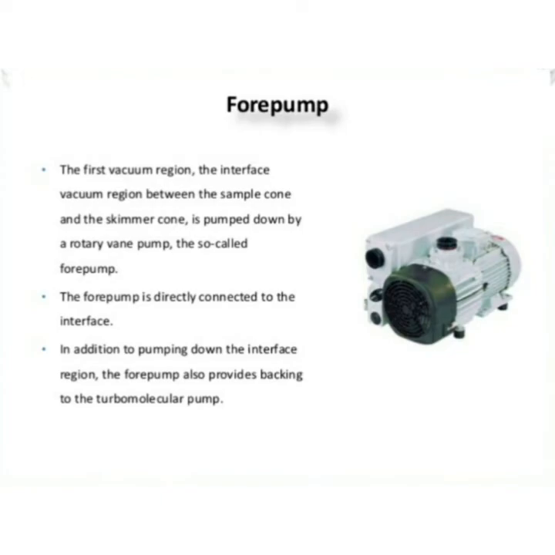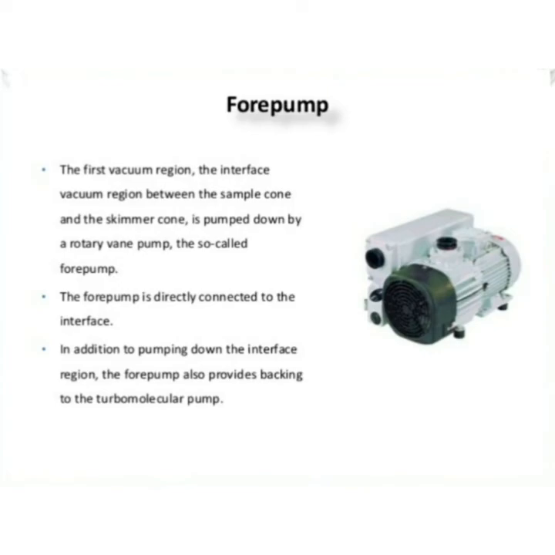After the exhaust pump we require one fore pump also. The first vacuum region, the interface region between the sample cone and the skimmer cone, is pumped down by a rotary vane pump, the so-called fore pump. The fore pump is directly connected to the interface. In addition to pumping down the interface region, the fore pump also provides backing to the turbomolecular pump.